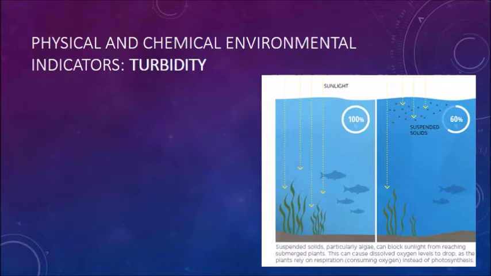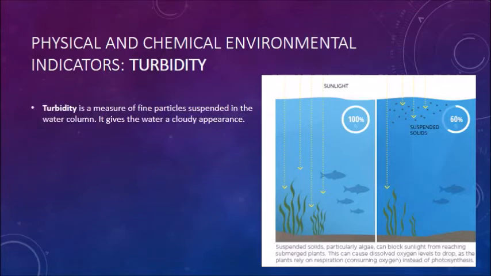They can block sunlight from reaching the submerged plants. They can cause dissolved oxygen levels to drop, which we'll talk about later. And it can be a whole range of things that they do. So it's a measure of fine particles suspended in the water column. It gives the water a cloudy appearance.